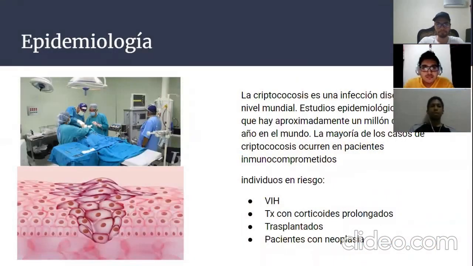Epidemiology. Cryptococcosis is a worldwide infection. Epidemiological studies suggest that there are approximately 1 million cases per year in the world. Most cases of cryptococcosis occur in immunocompromised patients, such as those with HIV, prolonged corticosteroid use, transplant recipients, and neoplasm patients.